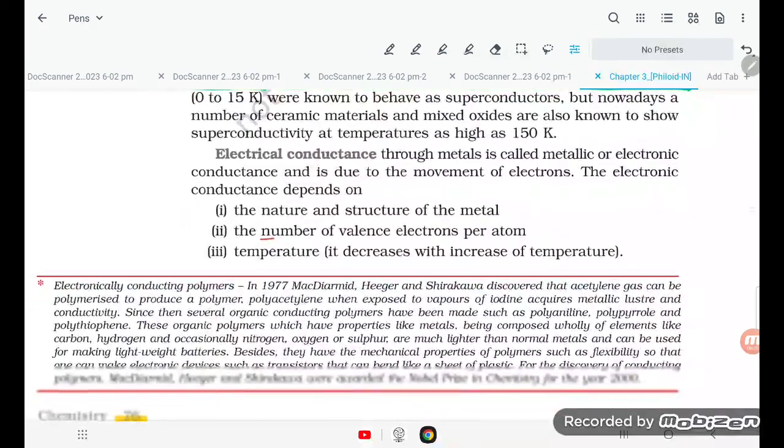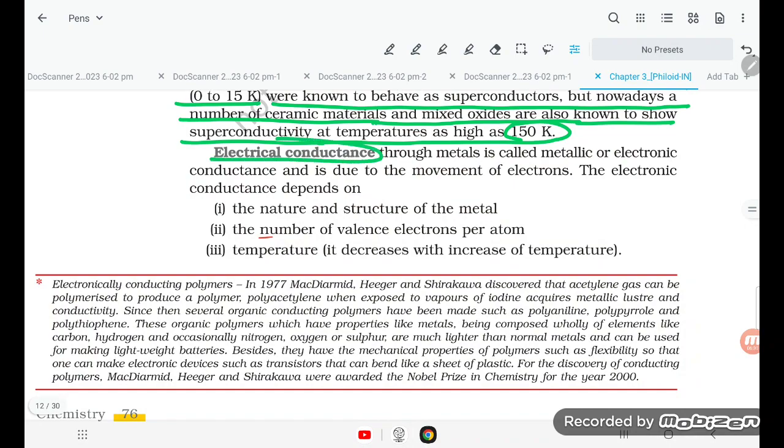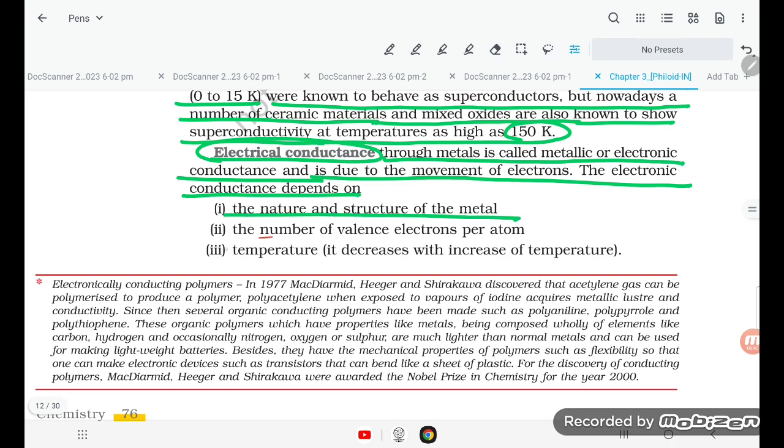Electrical conductance through metals is called metallic or electronic conductance and is due to the movement of electrons. The electronic conductance depends on the nature and structure of the metal, the number of valence electrons per atom, and temperature. It decreases with increase in temperature.